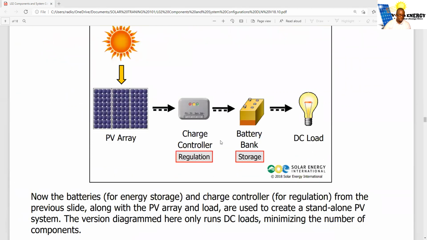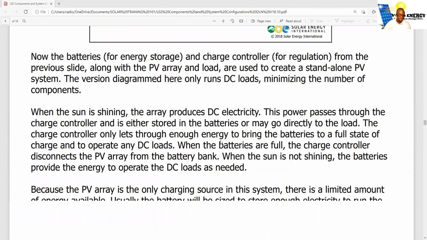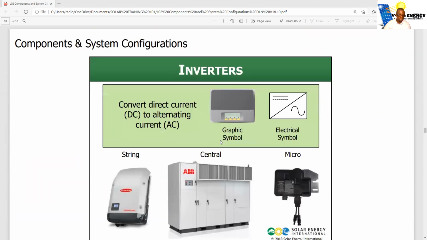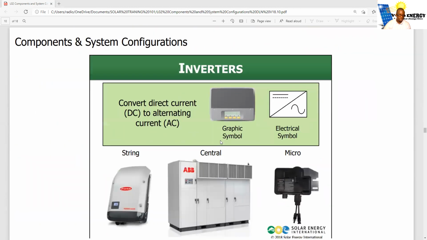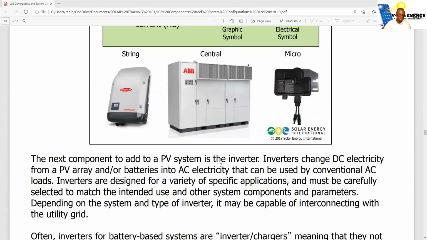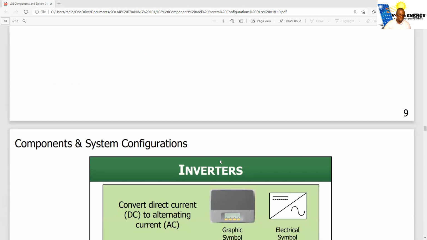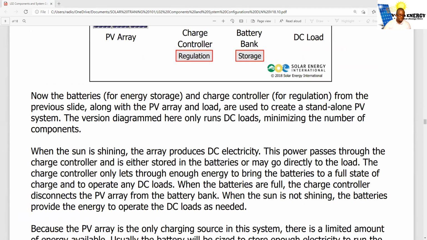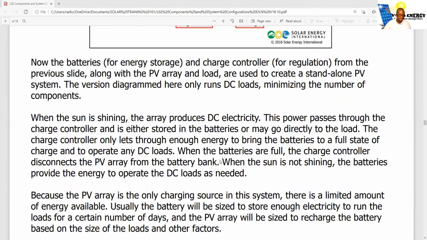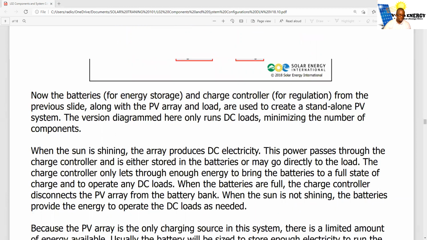I'll talk about this later. Okay. Let me read this.